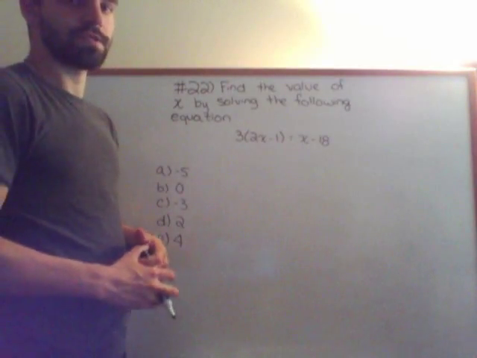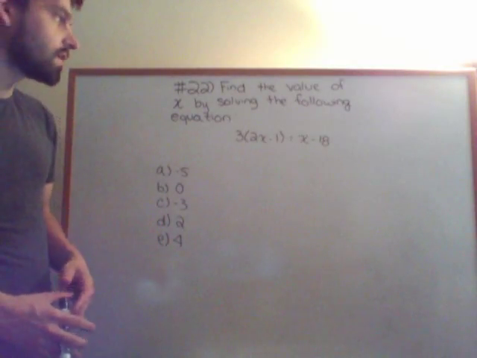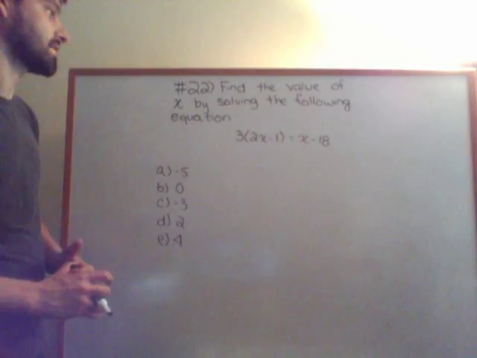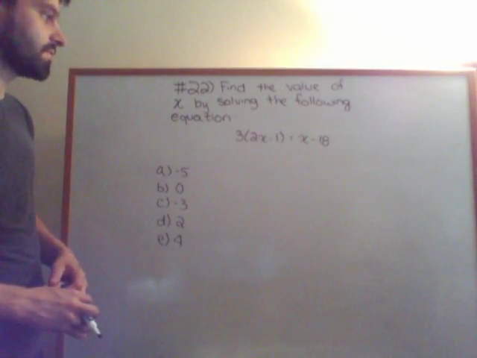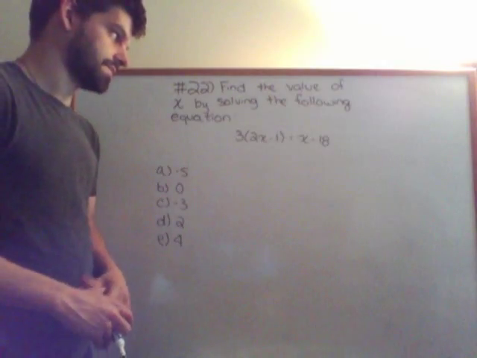In this video we're going to be continuing on with the practice algebra exam, starting with question number 22. Question 22 states, find the value of x by solving the following equation: 3 times the quantity of 2x minus 1 equals x minus 18.